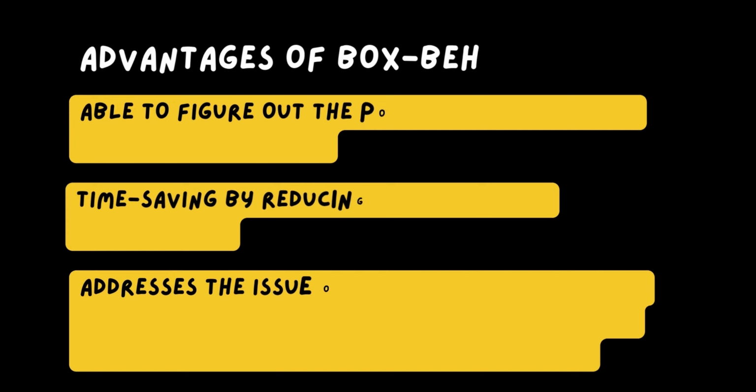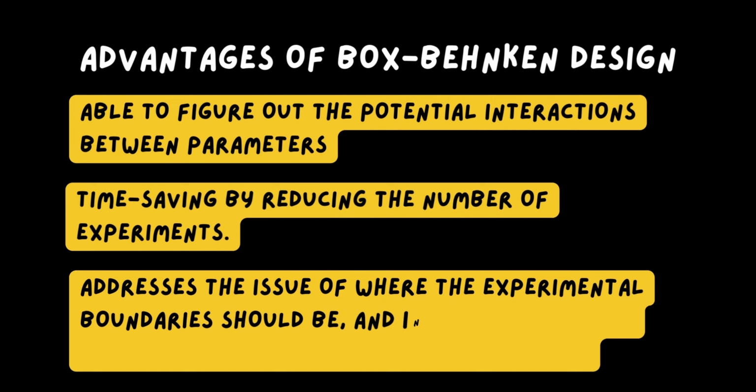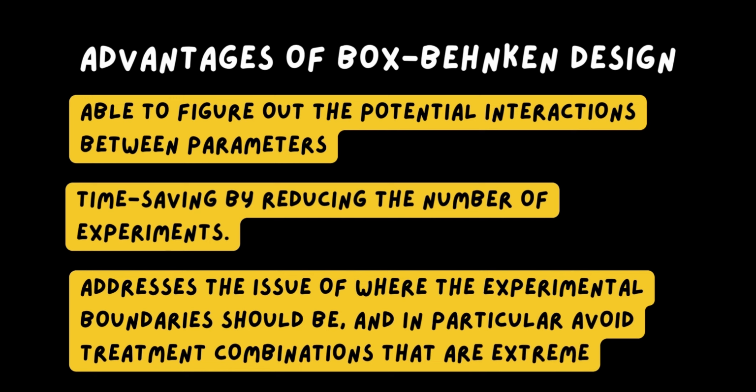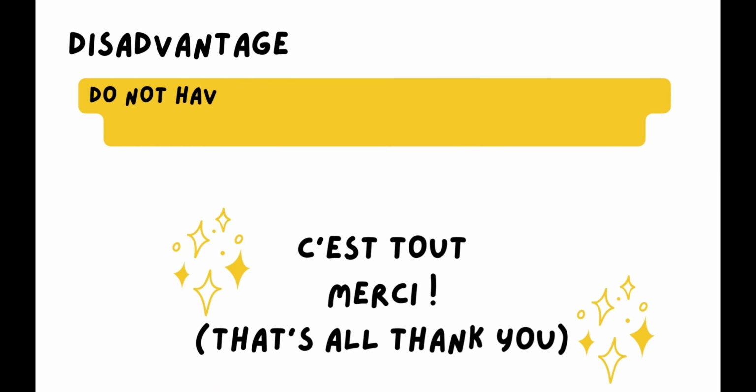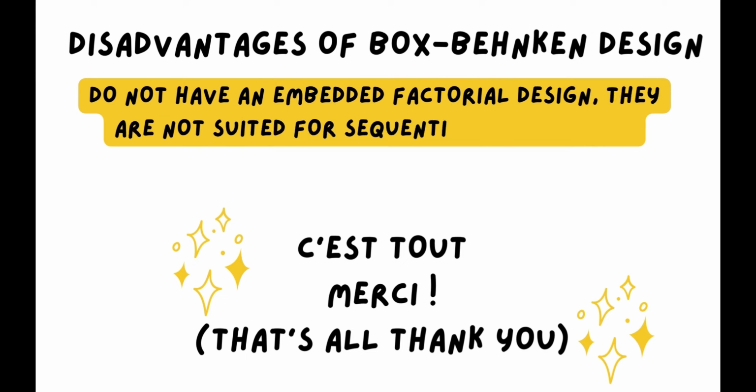Thank you. So for Box-Behnken, it has several advantages and disadvantages. For the advantages of Box-Behnken design, it is able to figure out the potential interaction between parameters. It is also time saving by reducing the number of experiments, and it also addresses the issue of where the experimental boundary should be, and in particular avoids treatment combinations that are extreme. For the disadvantages of Box-Behnken design, it does not have an embedded factorial design, thus it is not suited for sequential experiments.